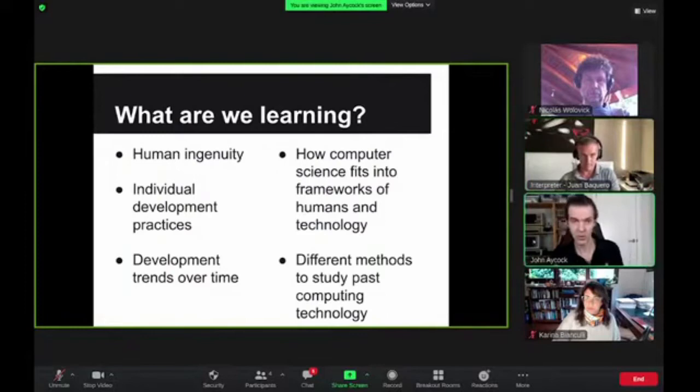What are we learning? We are learning about the incredible amount of human ingenuity that was used to create these games on such constrained platforms.